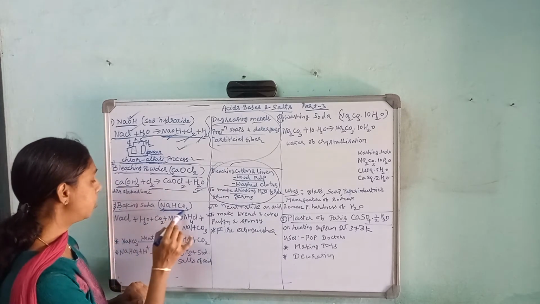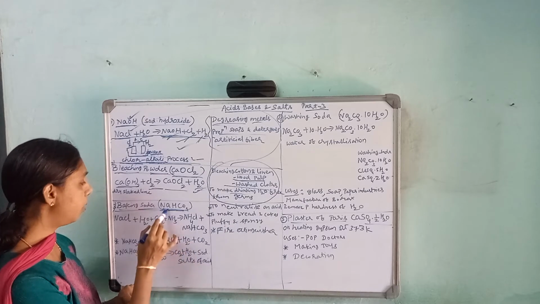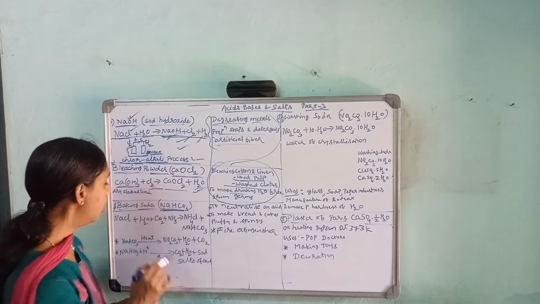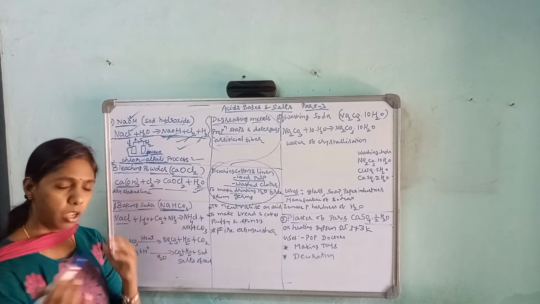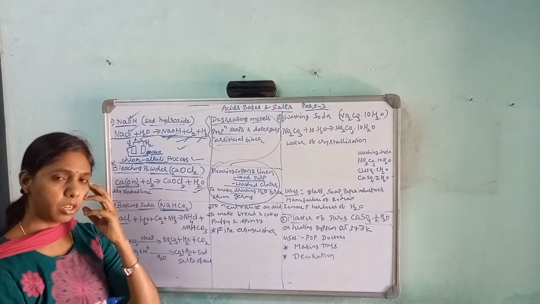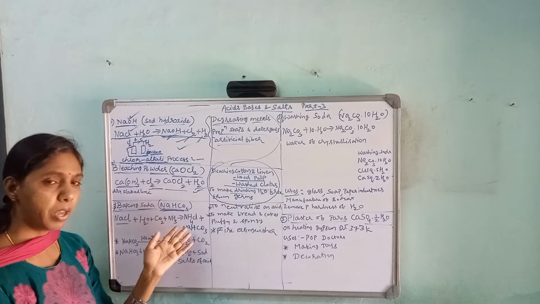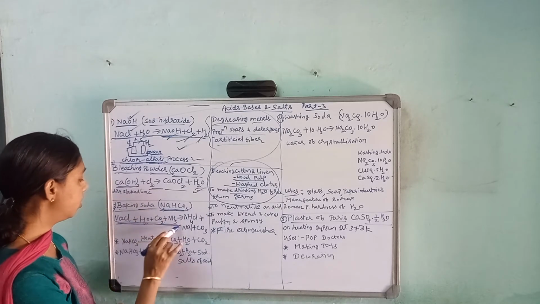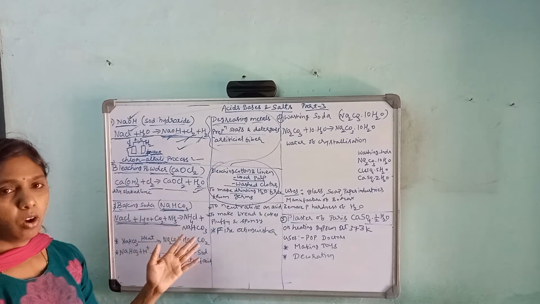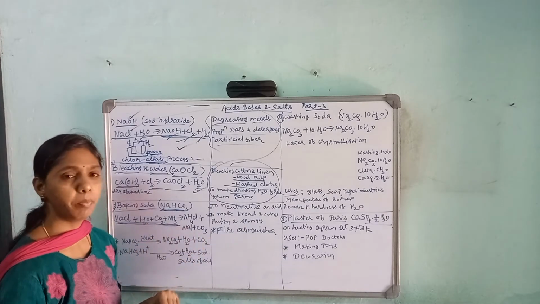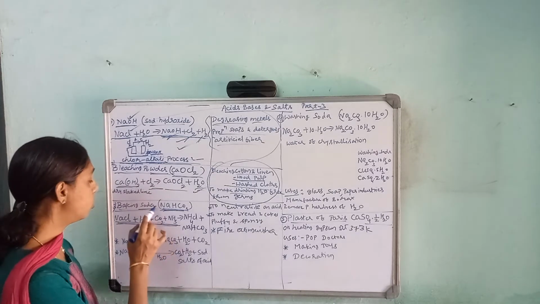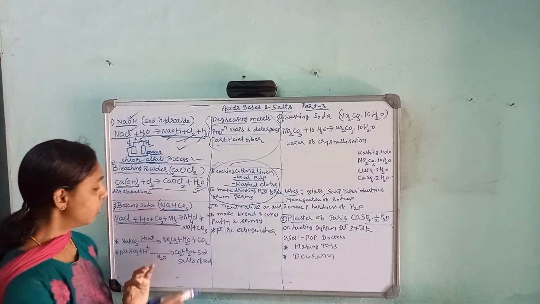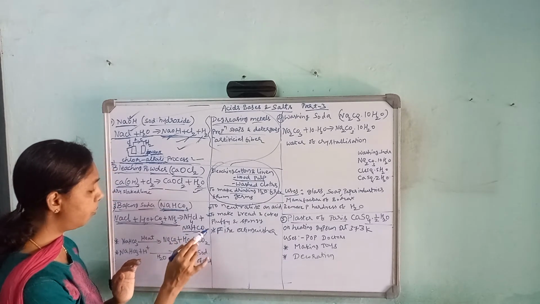So NaHCO3, that is baking soda. The main raw material they use here is sodium chloride, and also some other raw materials: water, carbon dioxide and ammonia. They mix all these, and on heating they will get sodium hydrogen carbonate. Baking soda is also called sodium hydrogen carbonate. So here we get NaHCO3.